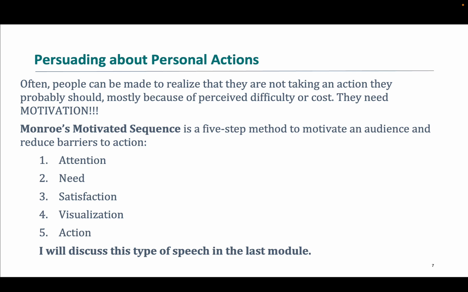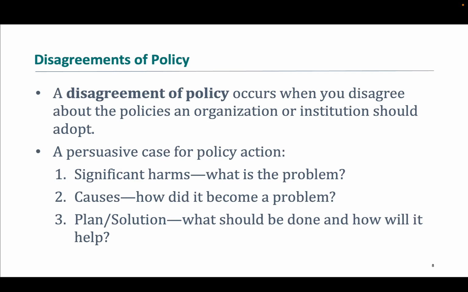So they need some kind of motivation to make it in their best interest to take that action or do that thing. This form of persuasion is called motivated sequence, and it's a 5-step process: attention, need, satisfaction, visualization, and action. Now, since this is the basis for your last speech, I'll be talking more about it in the last module. I want to move on, though, to disagreements of policy, which is the basis of the speech that you'll be giving next.